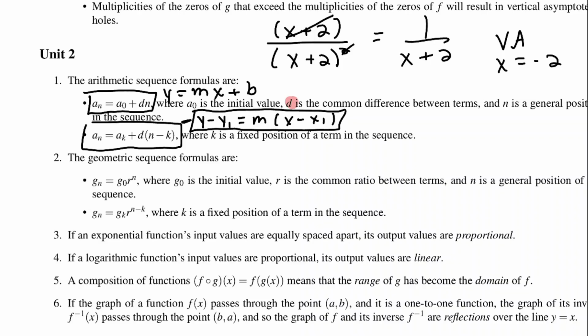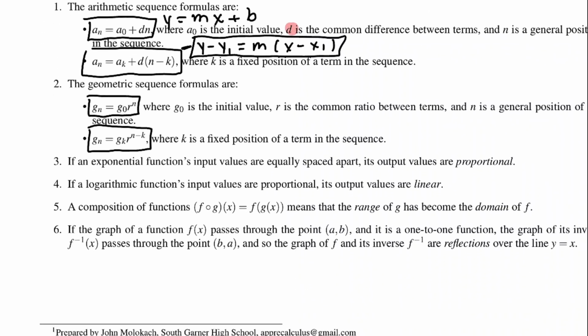Then we talked about geometric functions, when we're multiplying by a common ratio, multiplying by r. And we can either write that as g to the power of 0 times r to the power of n, or g to the power of k times r to the n minus k, where r is going to be our common ratio, n is going to be the number of terms we have. k could be any term in the sequence. So we talked about those two things first.